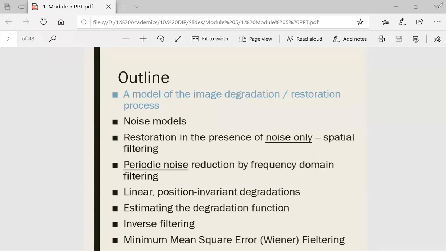In module 5, first we'll be seeing a model of the image degradation and restoration process. Then noise models, different types of noise models, restoration in the presence of noise only, spatial domain filtering, and then periodic noise reduction by frequency domain filtering. As I already told, it is a combination of module 3 and module 4. Then linear position invariant degradations, estimating the degradation function, inverse filtering and minimum mean square error filtering, that is Wiener filtering. So these are all the concepts we'll be learning in this module 5.